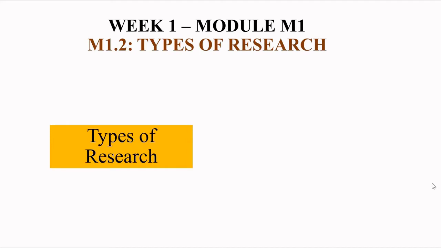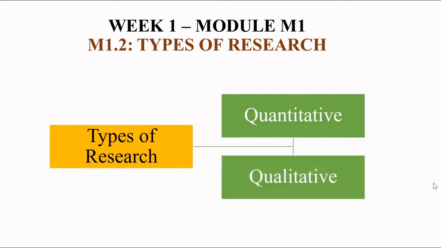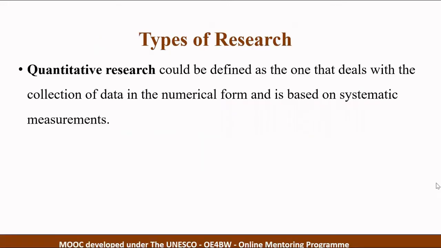Primarily, research could be classified under two broad categories as quantitative and qualitative. Quantitative research could be defined as the one that deals with the collection of data in the numerical form and is based on systematic measurements. Such a research study will involve the testing of hypotheses by applying the statistical tools which will involve the data collected from a definite sample size chosen as per the requirements. In statistics, these are grouped as parametric tests.